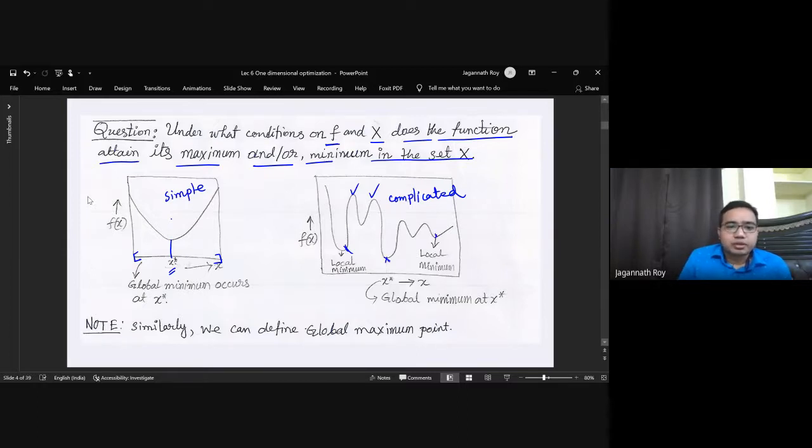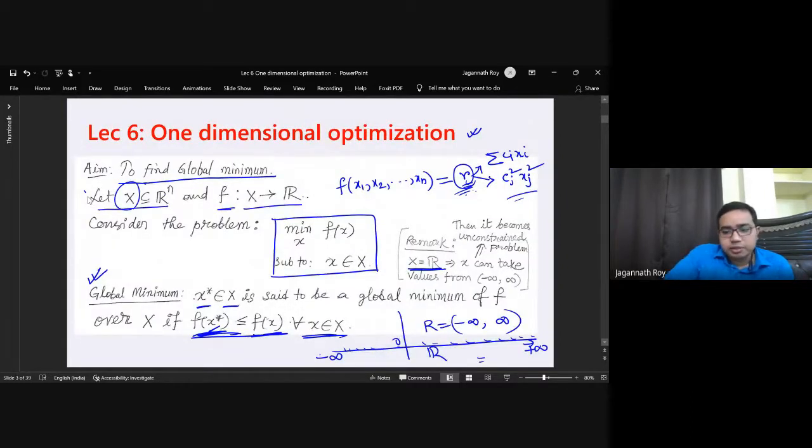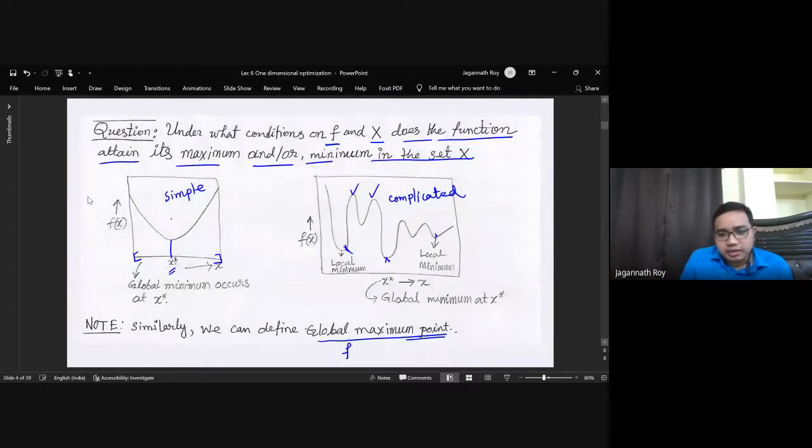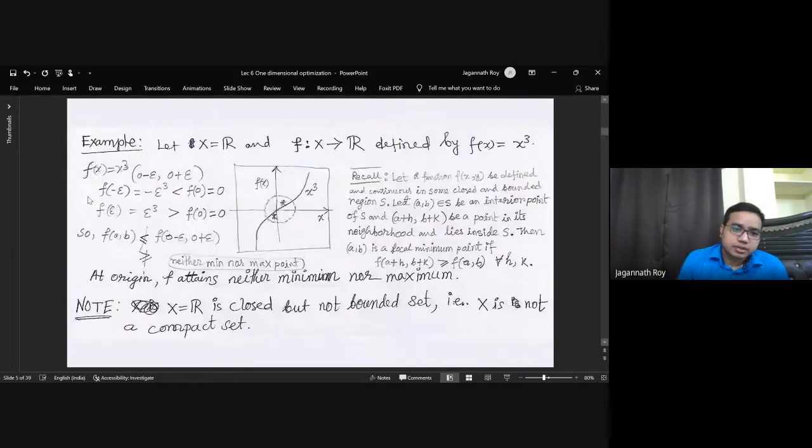Now, we can define the global maximum point also, just like we defined the minimum point. Similarly, f of x star will be called a global maximum point if we have this relation for all x belonging to capital X.